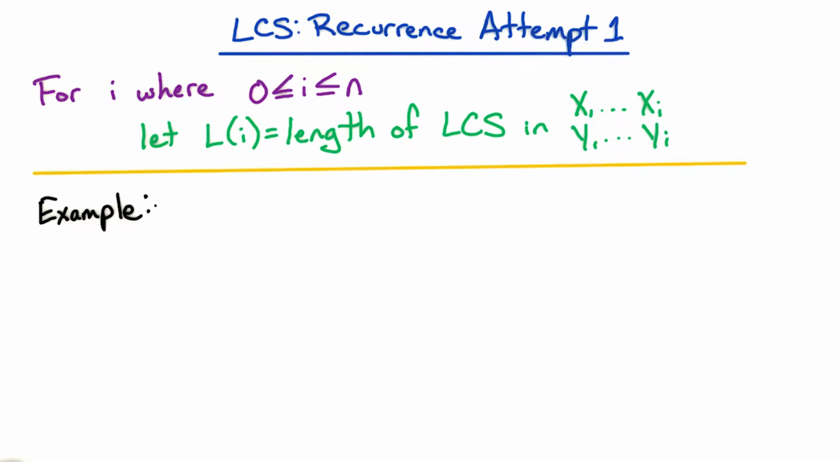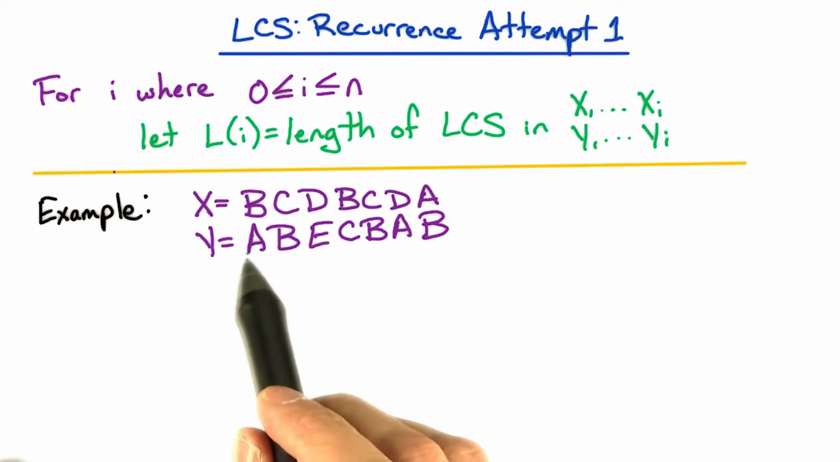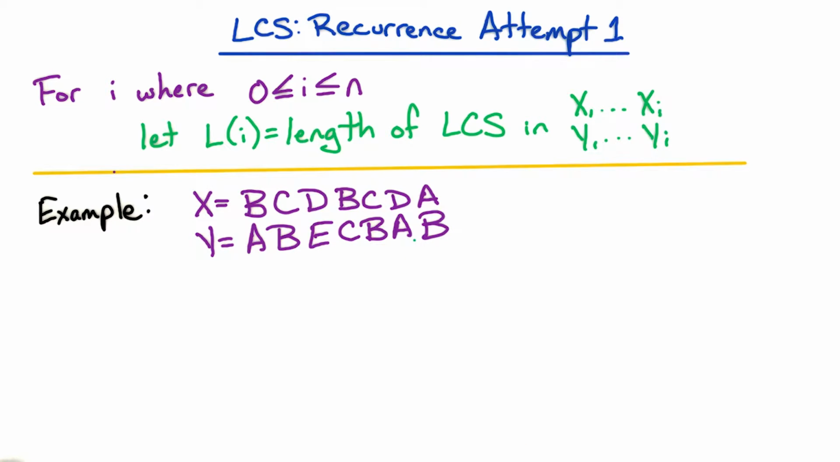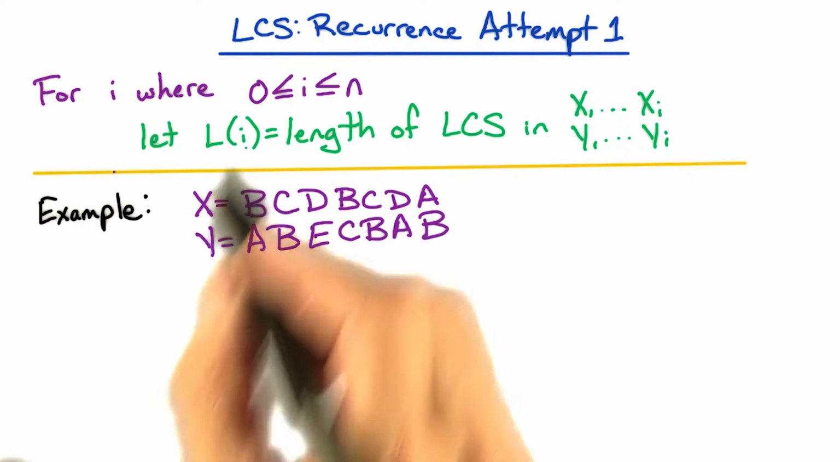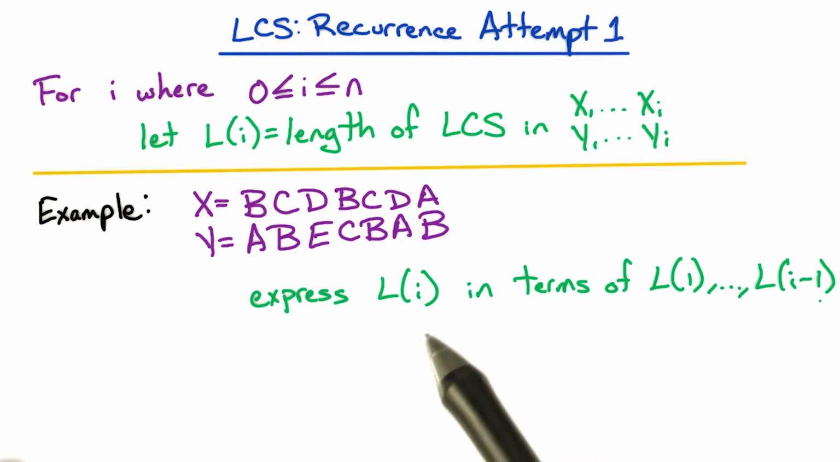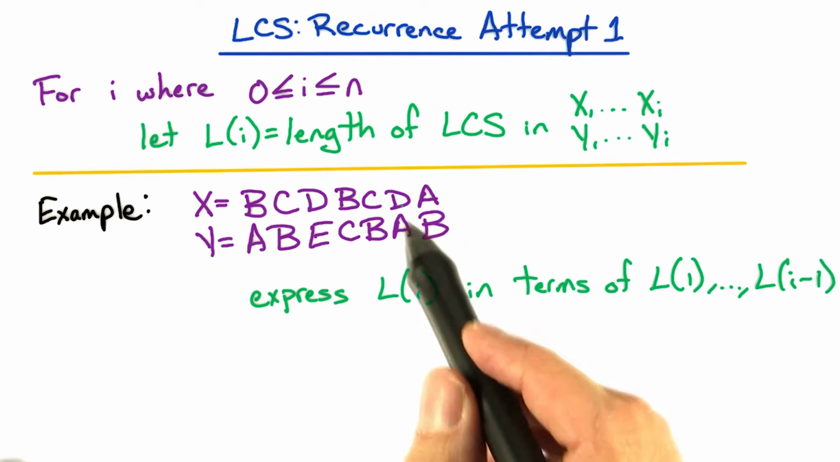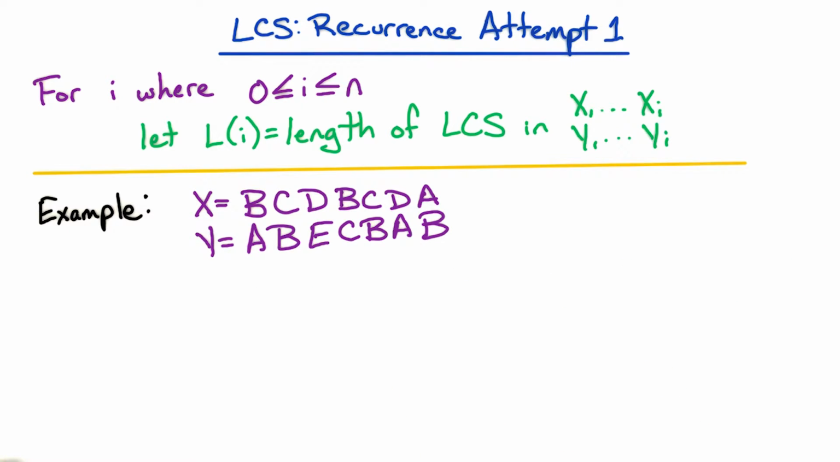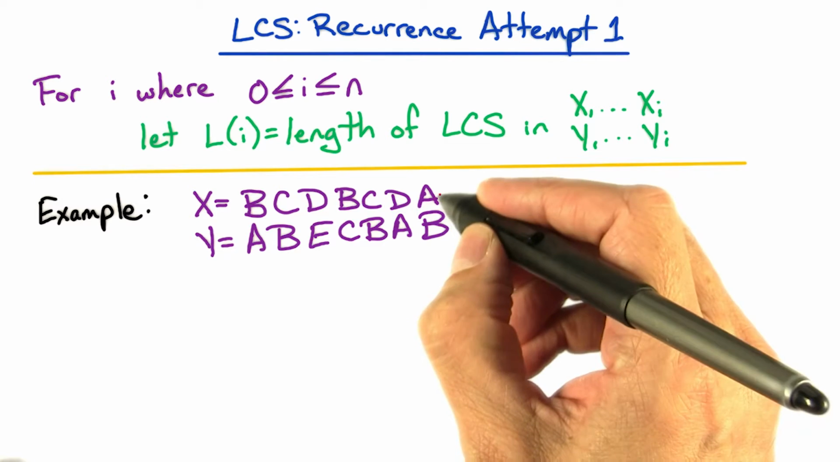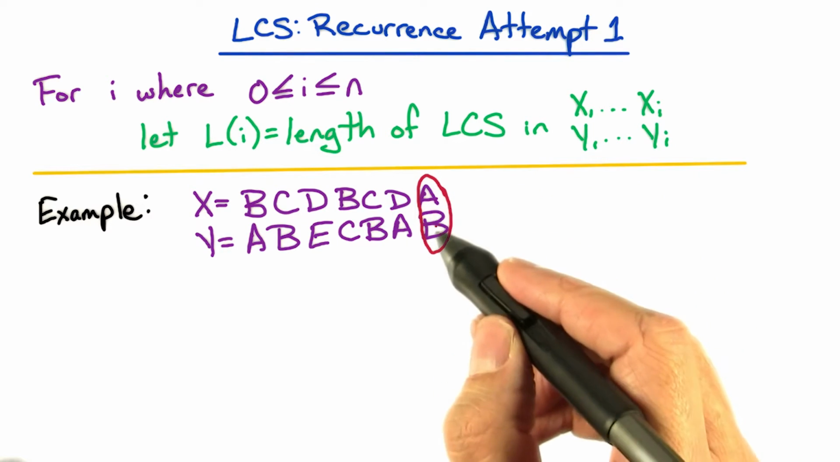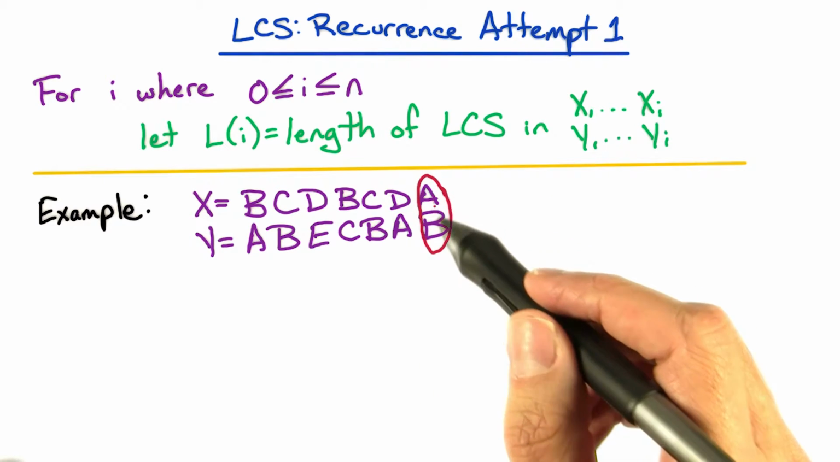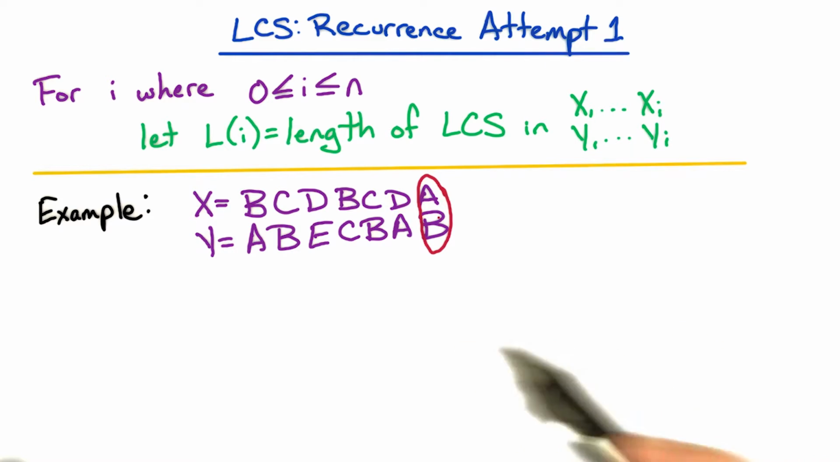Now let's take a look back at our earlier example. This was our earlier example. We're trying to find a recursive relation for L of i. We're trying to express L of i in terms of smaller subproblems, L1 through L(i minus 1). Let's try to gain some insight from this example. In order to get a smaller subproblem, we're going to look at the last character. So we're going to look at xi and yi. We're going to look at how xi and yi are used in the solution to L of i.